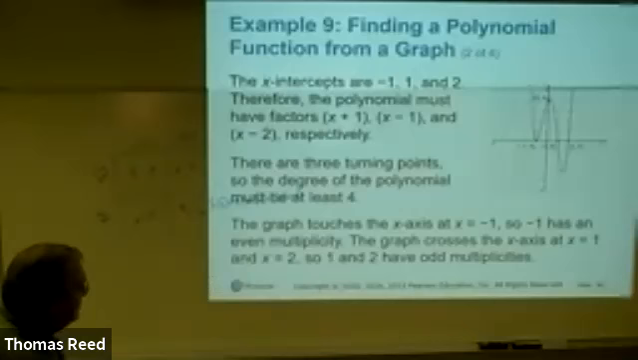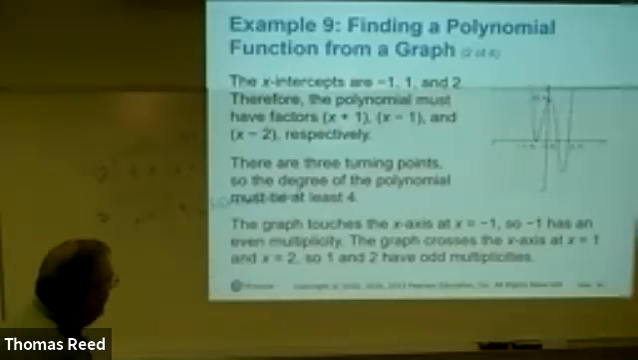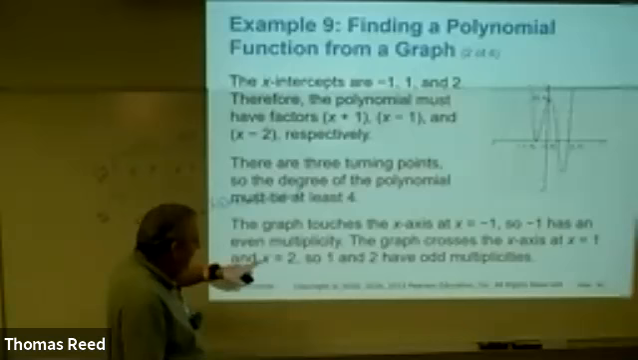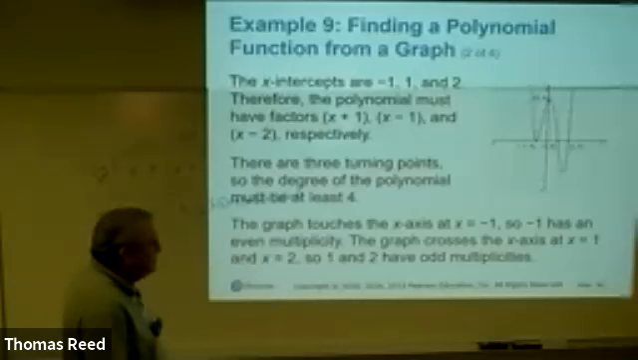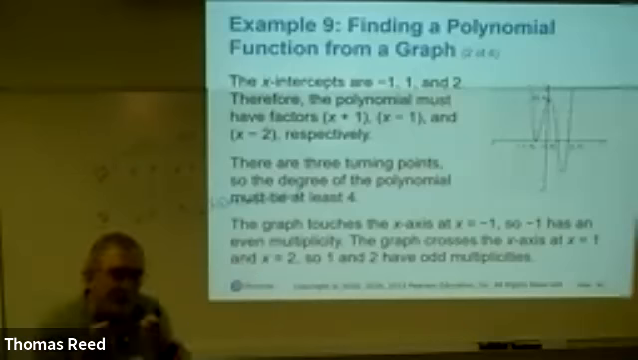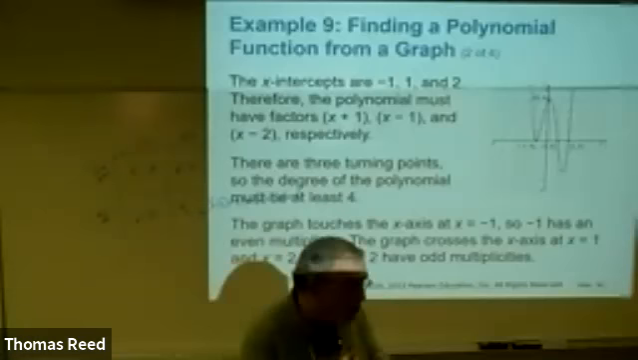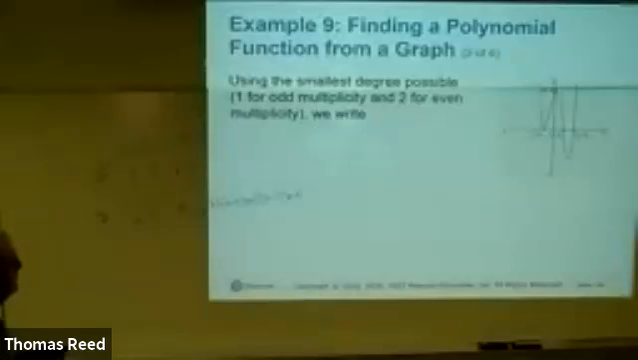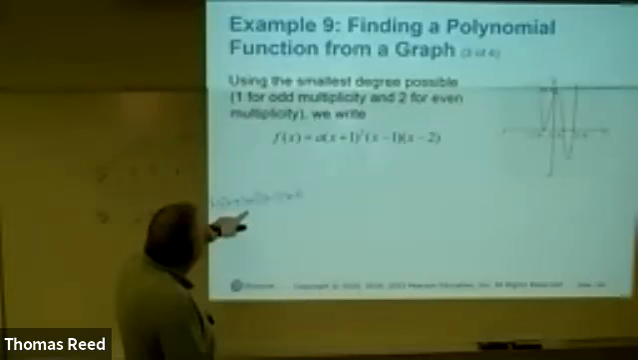The graph touches at x equals negative 1, so negative 1 has an even multiplicity. And the graph crosses at 2 and 1, so 1 and 2 have odd multiplicities. And since we want the smallest, we go with the smallest numbers there: 1 for the odd multiplicities and 2 for the even multiplicities, which gives us this function here.